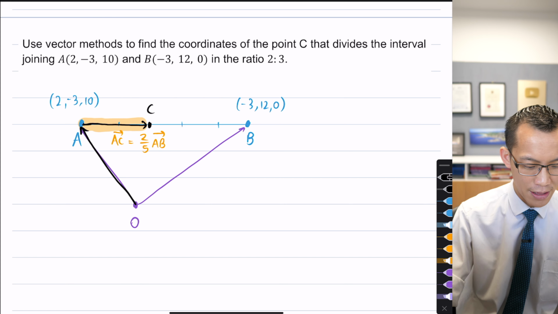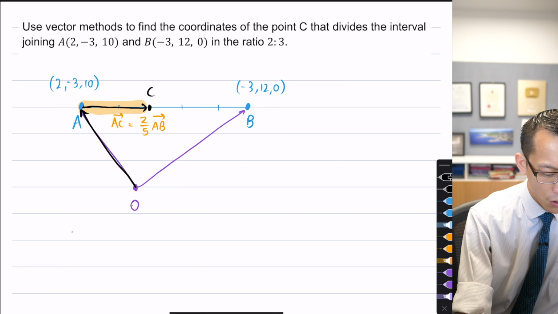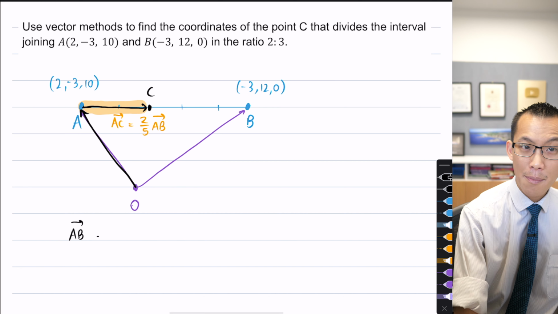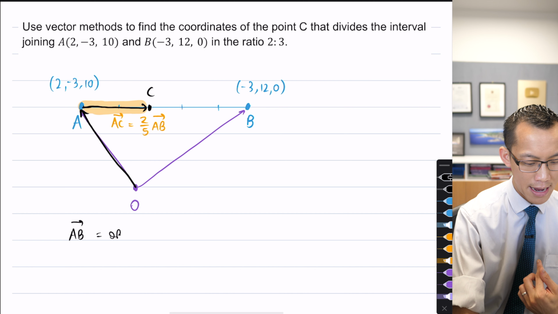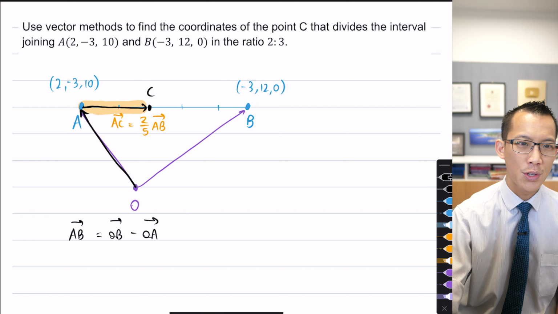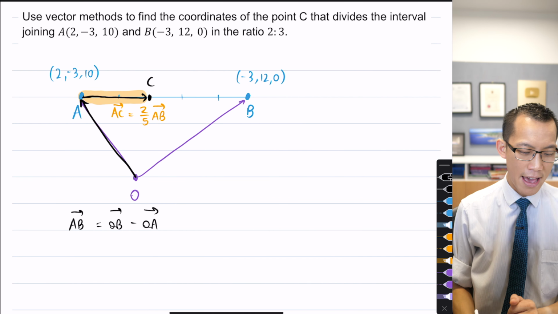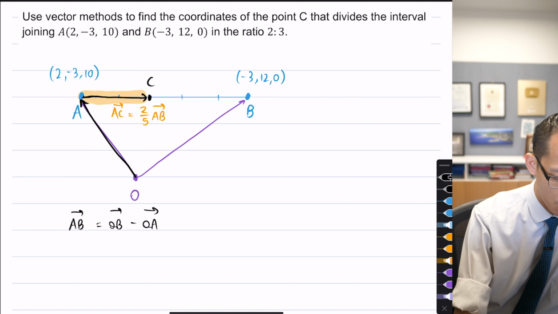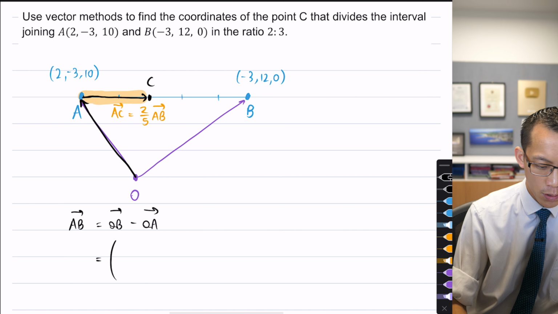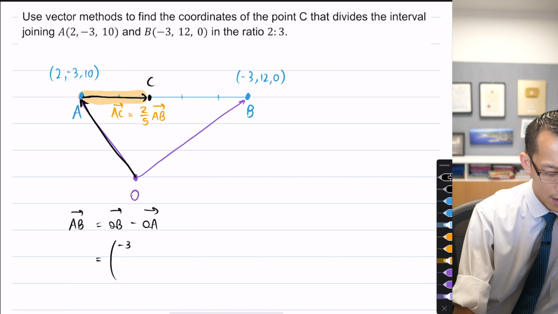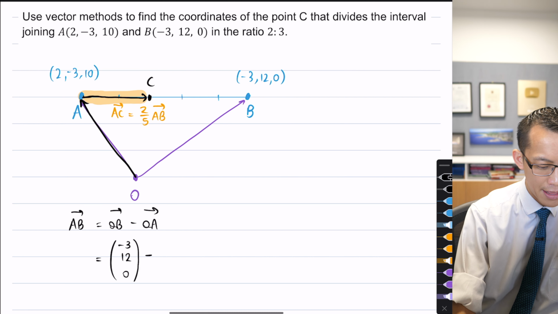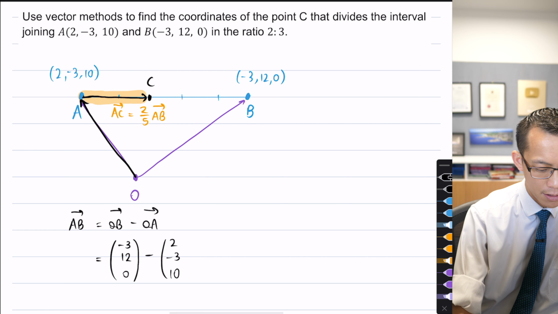So let's go ahead and do that. Maybe you recall, I'm just going to go straight there, that AB is equal to OB take away OA. You can see I know where B is, and I can write that in column form, and I know where A is, so I'm going to write that in column form as well. So what have I got here? I've got -3, 12, 0, and then I'm going to subtract that from 2, -3, 10.